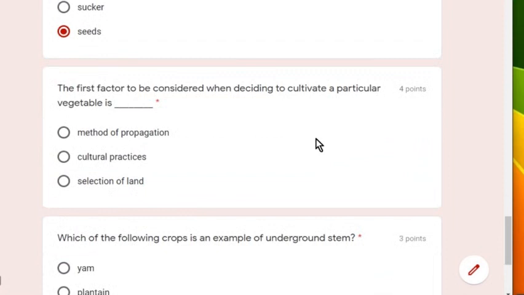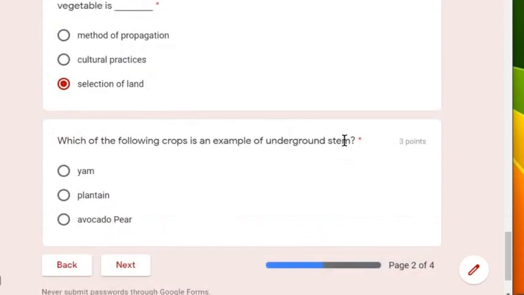Now, next question. The first factor to be considered when deciding to cultivate a particular vegetable would be the selection of the land. That is the first thing you need to do. You need to determine the land, the topography and location of the land before you think about any other things such as method of propagation or cultural practices.